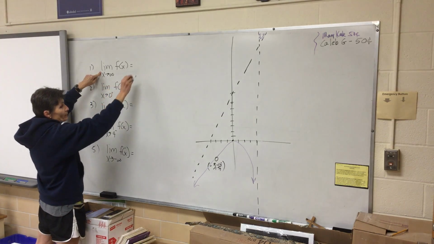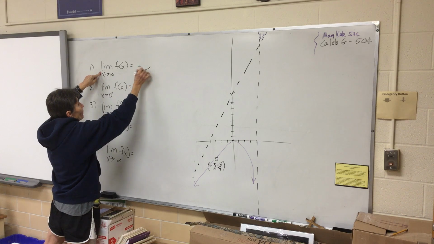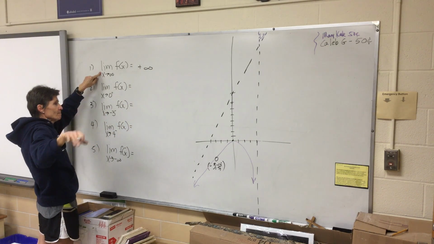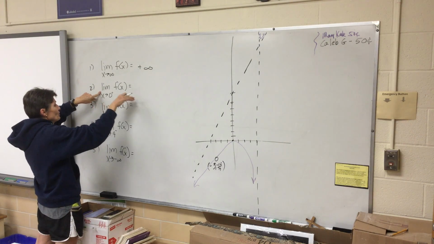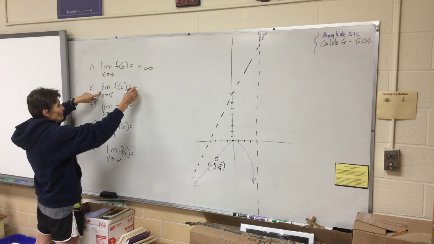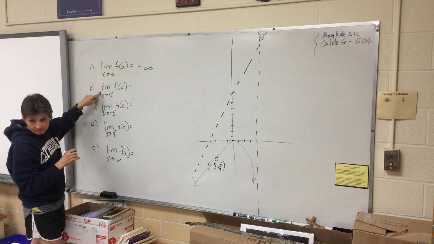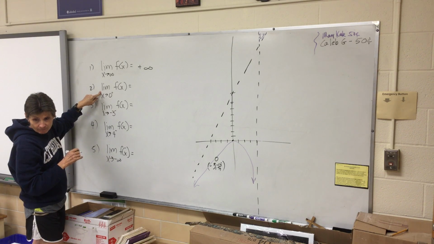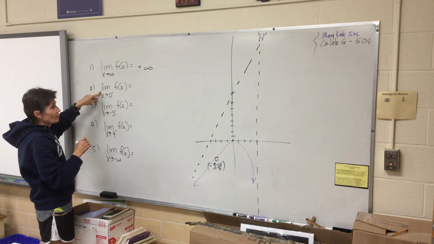Jacob, what'd you get for the first one? I did get positive infinity. Positive infinity is what you got. Good. Lily, what'd you get for number 2? We're going to check it, I don't know if it's right or not. Lily. Gotta unmute, sweetheart. We can't hear you. I'm not sure how to do these ones.